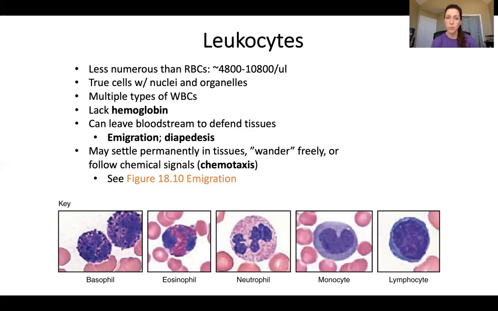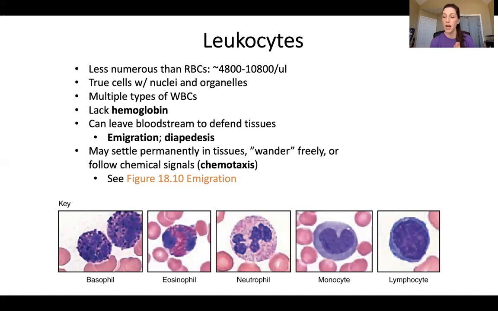Once they leave the bloodstream, white blood cells might settle permanently into tissues, so they sort of take up residence in a particular area and keep guard there. Or you have some that continue to wander about freely within the tissue, kind of looking for things to protect you against. And then you have others still that are following chemical signals. That might be signals from tissues that are damaged. It might be signals, chemicals that are being secreted by bacterial pathogens. There's some chemical that is giving the sign to these white blood cells that there's an issue that they need to check out. And so they'll follow those chemical signals.